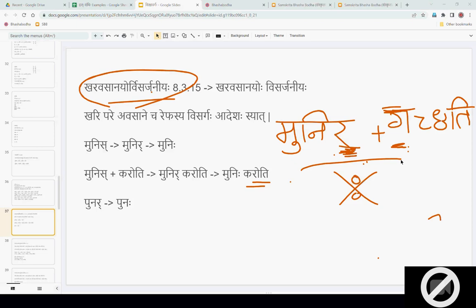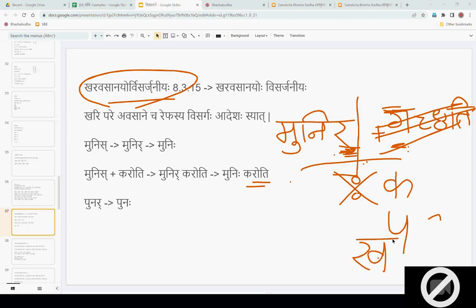Okay, good. So there are two conditions. Either it should be the end of a sentence and nothing should follow, or a harsh consonant should follow, like ka, pa, kha. One of them should follow.